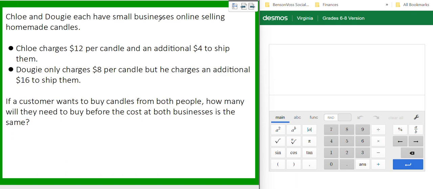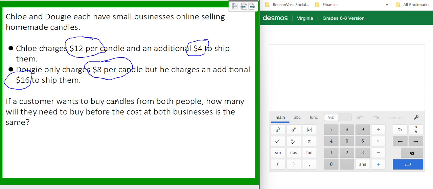Chloe and Dougie each have small businesses online selling homemade candles. Chloe charges $12 per candle. That word per should be telling you something. And an additional $4 to ship it. That happens one time. Dougie also charges $8 per candle. That per should mean something, but he charges an additional $16 to ship.